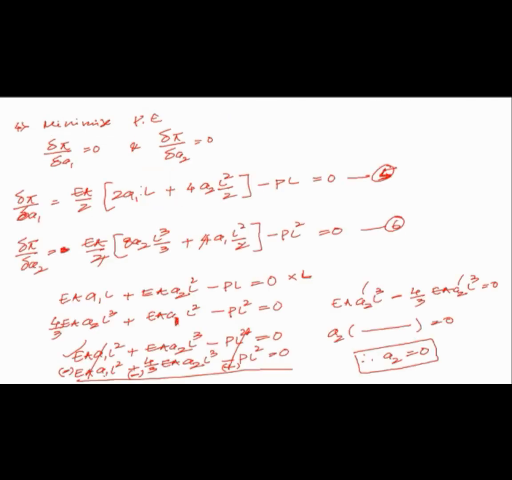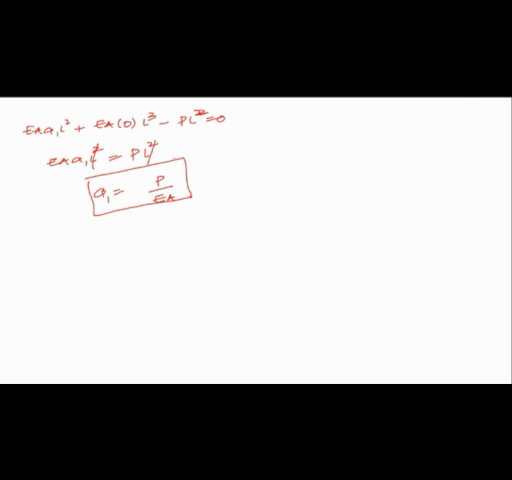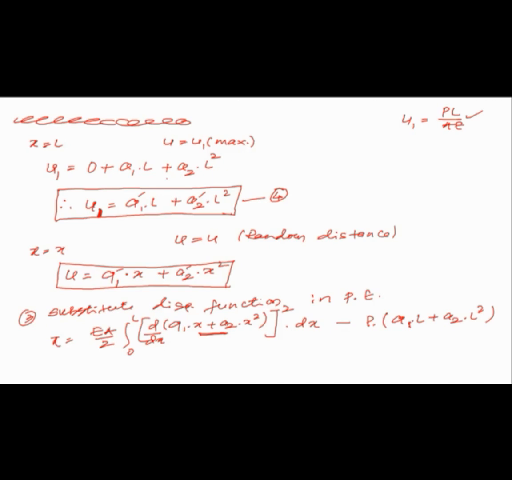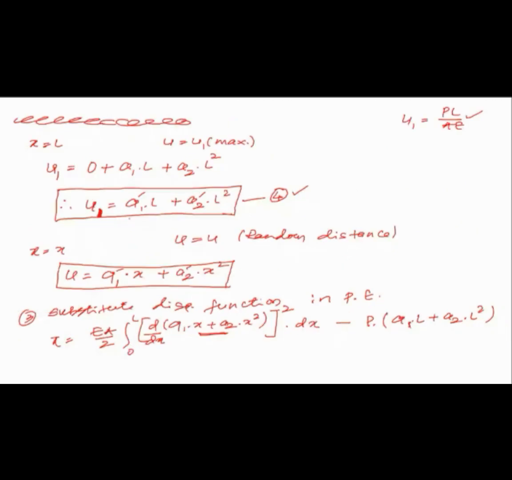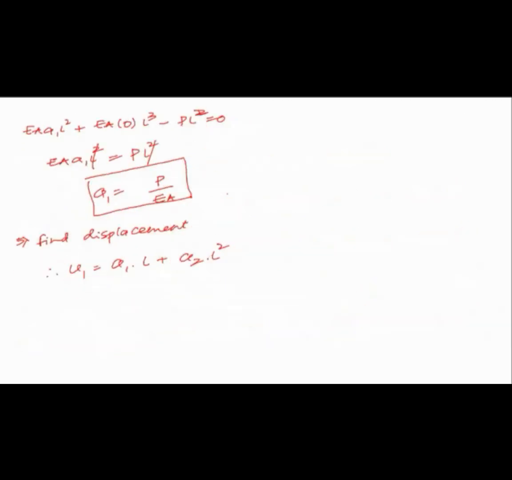Now, let us substitute this value of A2 and this value of A1 in equation number 4 to get the displacement. That is my final step. What is the final step in the Rayleigh method? Fifth step: find the displacement. Therefore, my U1 will be equal to A1 into L plus A2 into L square. This is my U1 expression, correct? I have written here A1 into L plus A2 into L square.